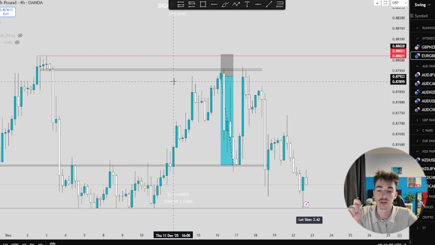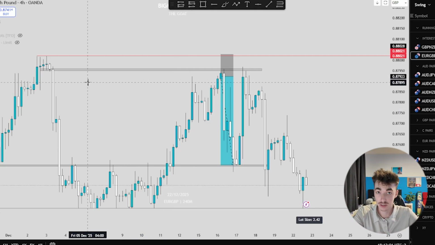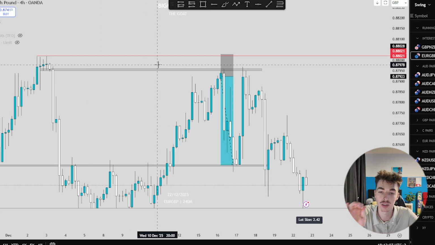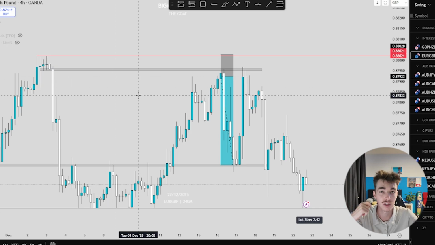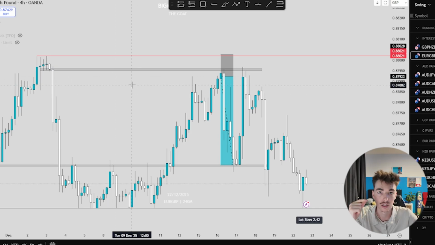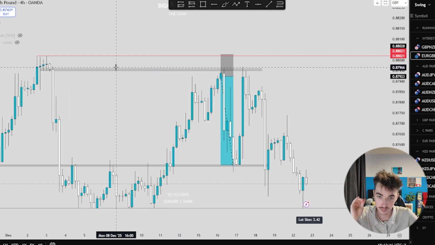Right here, we did not touch our gray box, so I was not looking to enter. I know a lot of people were looking, but we did not enter. Super simple set of rules. I will wait for price to hit the gray box, all right? It needs to hit the gray box. Why? Because there is my top of the supply. There is where my big candle starts the complete push.